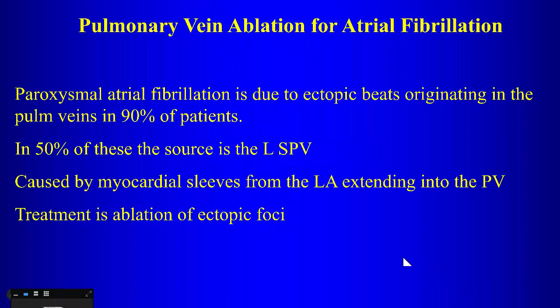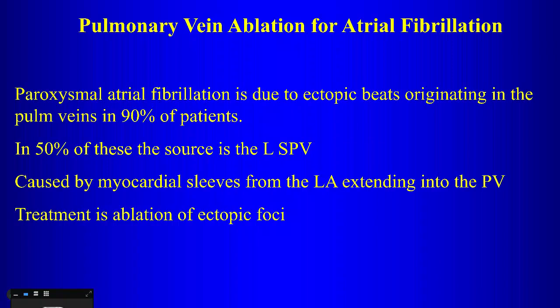Okay. So regarding pulmonary vein ablation for atrial fibrillation, paroxysmal atrial fibrillation usually occurs because there are ectopic beats that originate in the pulmonary veins or near the pulmonary veins in about 90% of cases. In about 50%, the source is the left superior pulmonary vein. And it's because there are myocardial sleeves that can extend from the left atrium into the pulmonary veins.